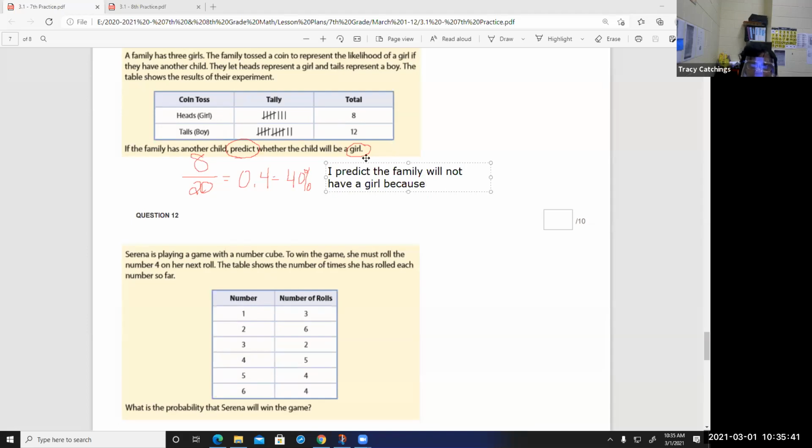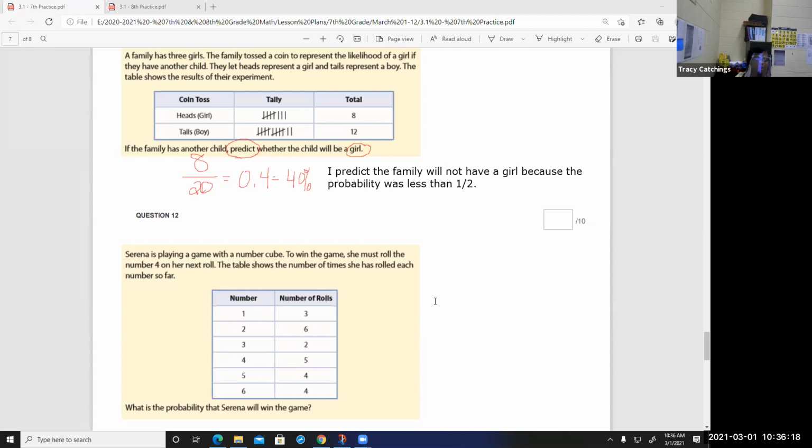I need more than just telling me they got more boys. I go with that one, myself. Predict the family will not have a girl because the probability was less than a half. So anytime you're doing a prediction, definitely make sure you relate it somehow back to what their probability was. Just telling them they had more, put in there how many more or what was the exact percents and values.